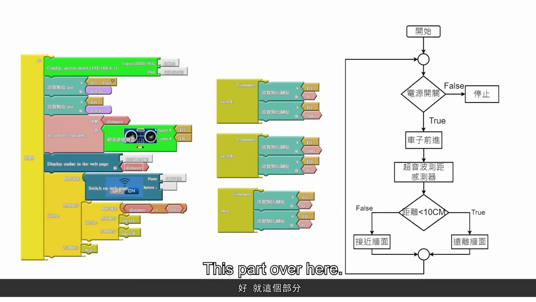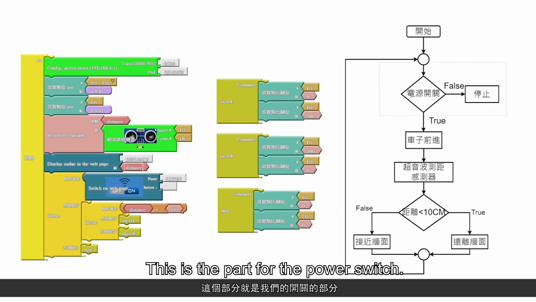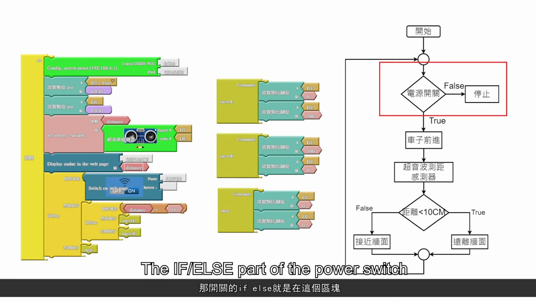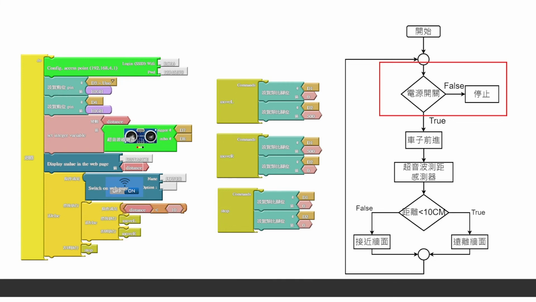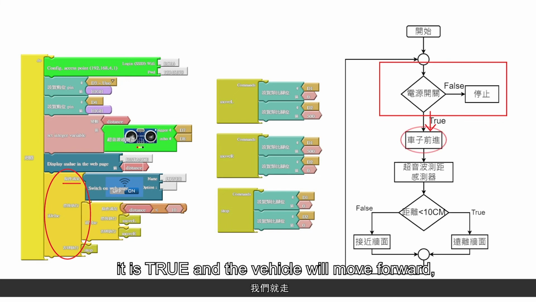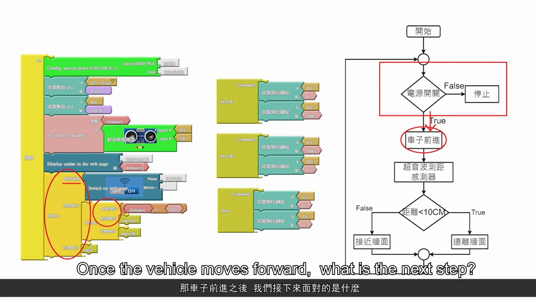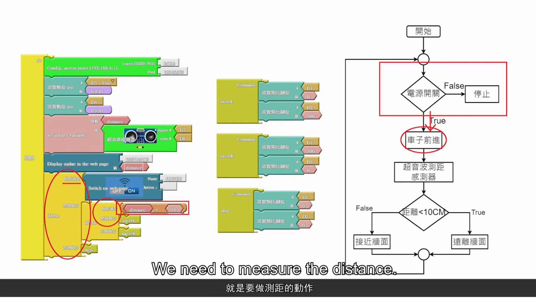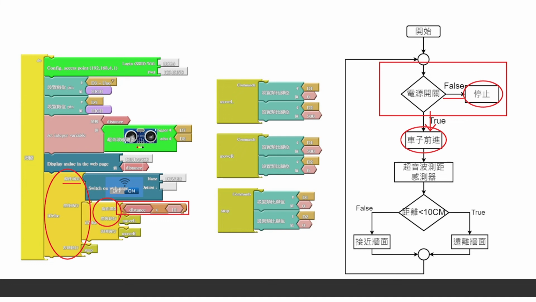This part over here, this is the part for the power switch. The if-else part of the power switch is in here. When the conditions are met, it is true and the vehicle will move forward, as seen here. Once the vehicle moves forward, what is the next step? We need to measure the distance. If the power is off, then we remain stationary. We execute the else part.